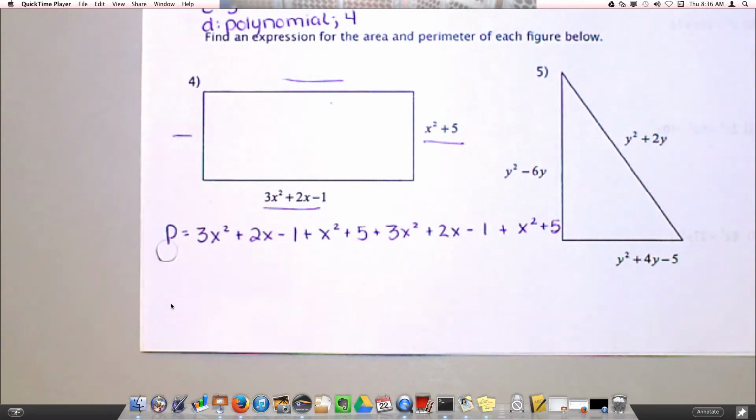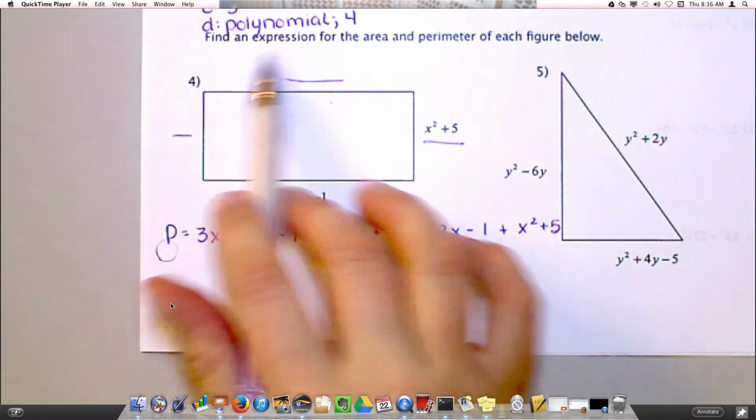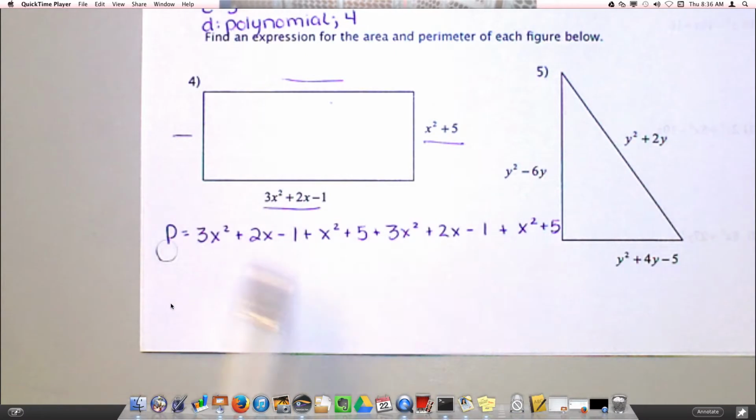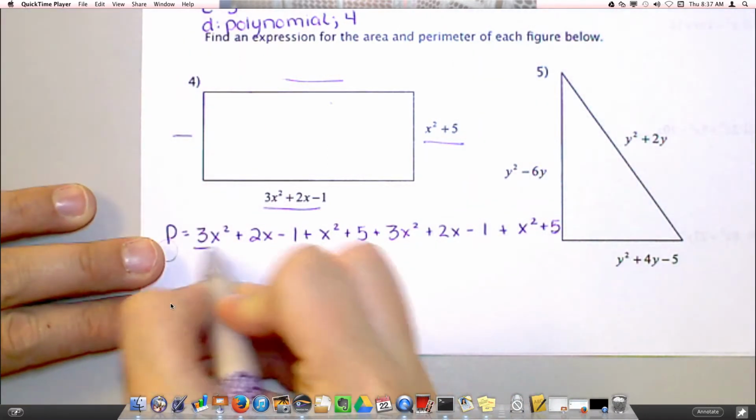Now, Kyle pointed out that the directions really just say find an expression. This is an expression, okay? It doesn't say you have to simplify, but the one on your test you do have to simplify. The directions do say simplify, so let's go ahead and simplify it just so you have an idea how that works. The other big question I've been getting is about combining things like this.